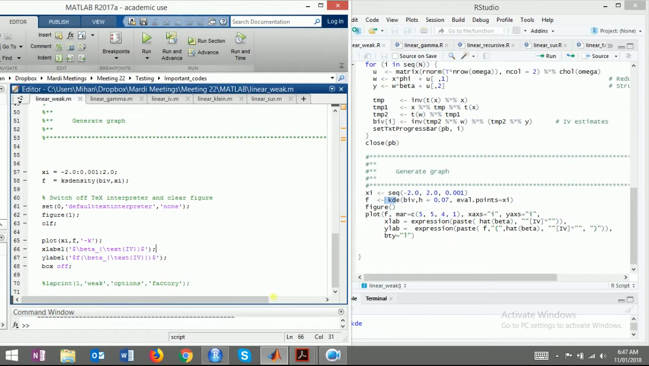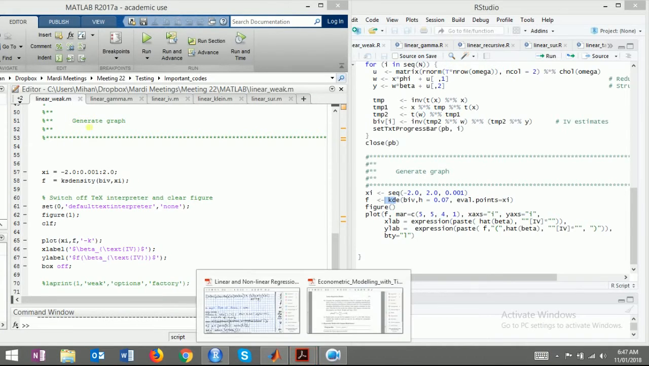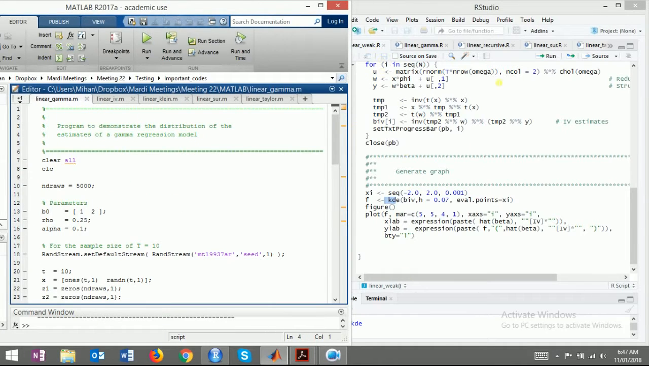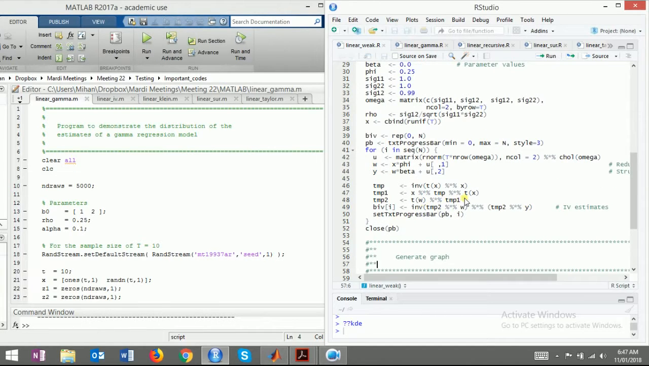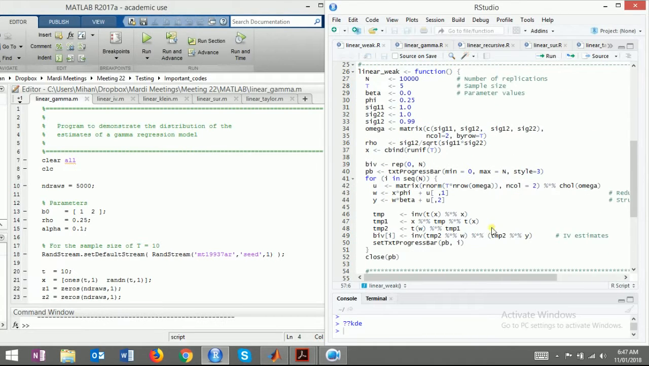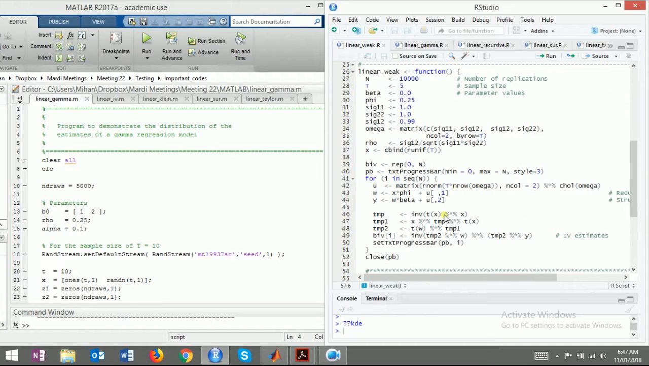So okay, this problem is solved. Now we're just going to close it. We did 100,000 replications. We estimated the instrumental variable in a loop, and you can see we can simply plot it against anything we want. That's all. That's the point of this exercise.